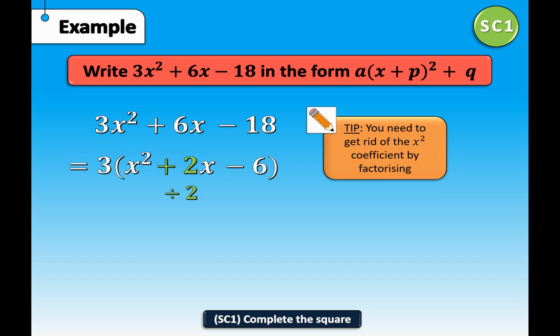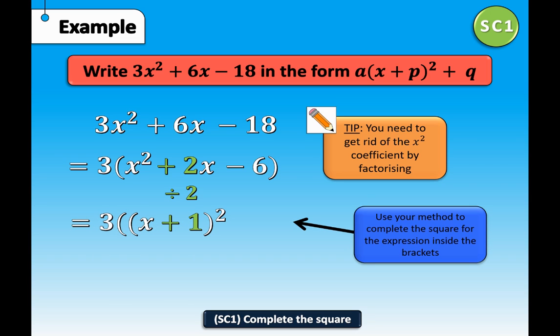So we half 2, which is 1, and then we need to change the minus 6. So 1 squared is 1, so minus 6 take away 1 is minus 7. And then we just multiply through by 3. So we've got 3 lots of x plus 1 squared, and minus 7 times 3 is minus 21.